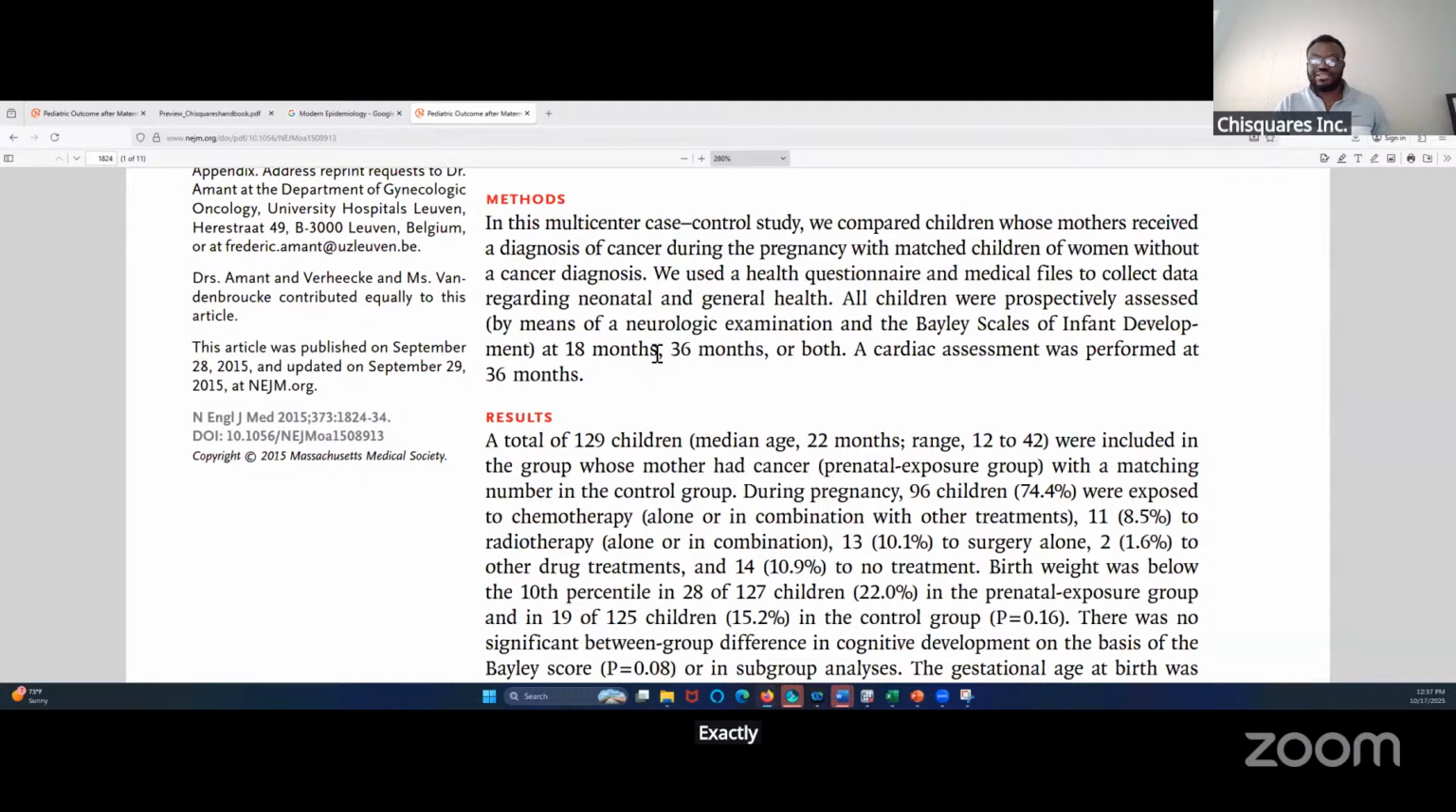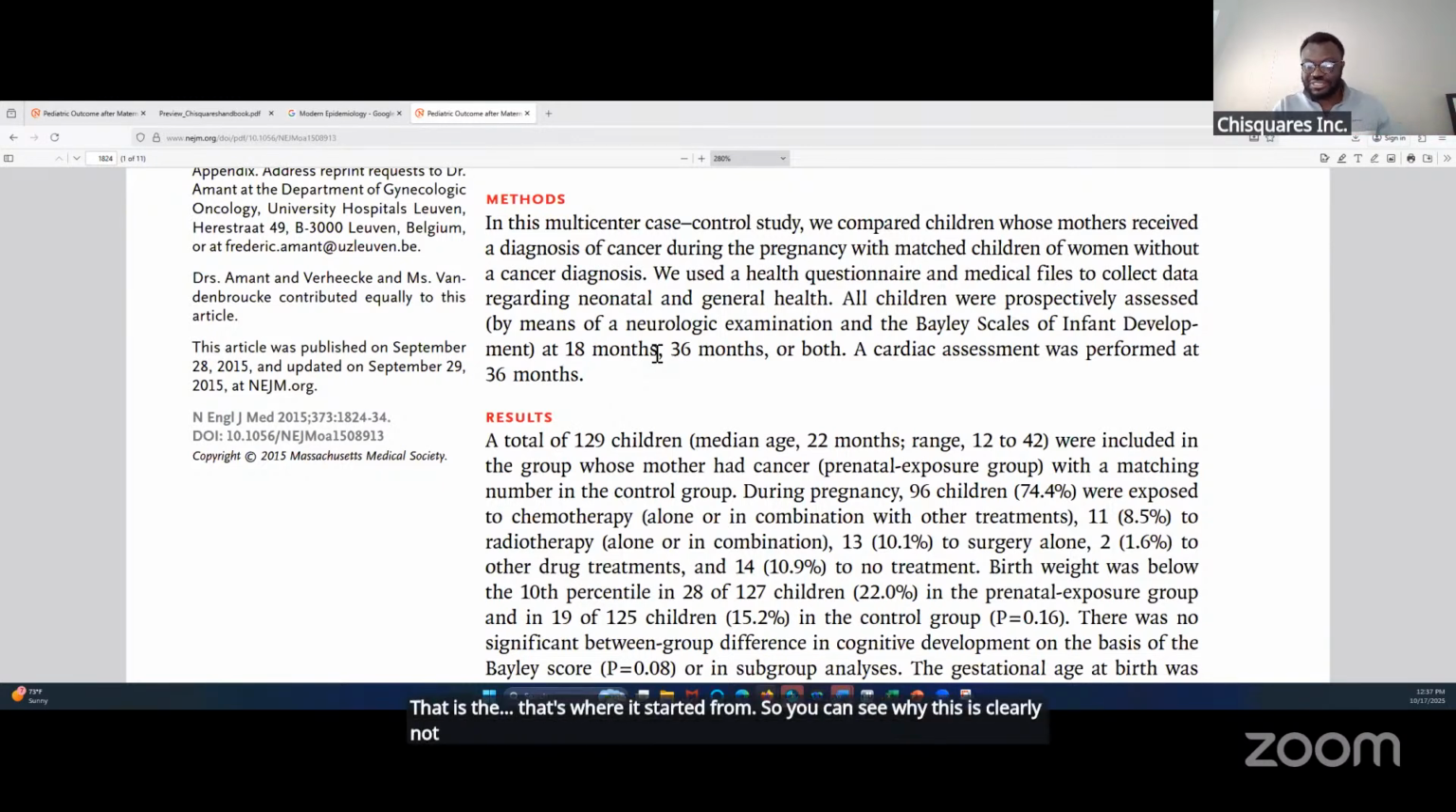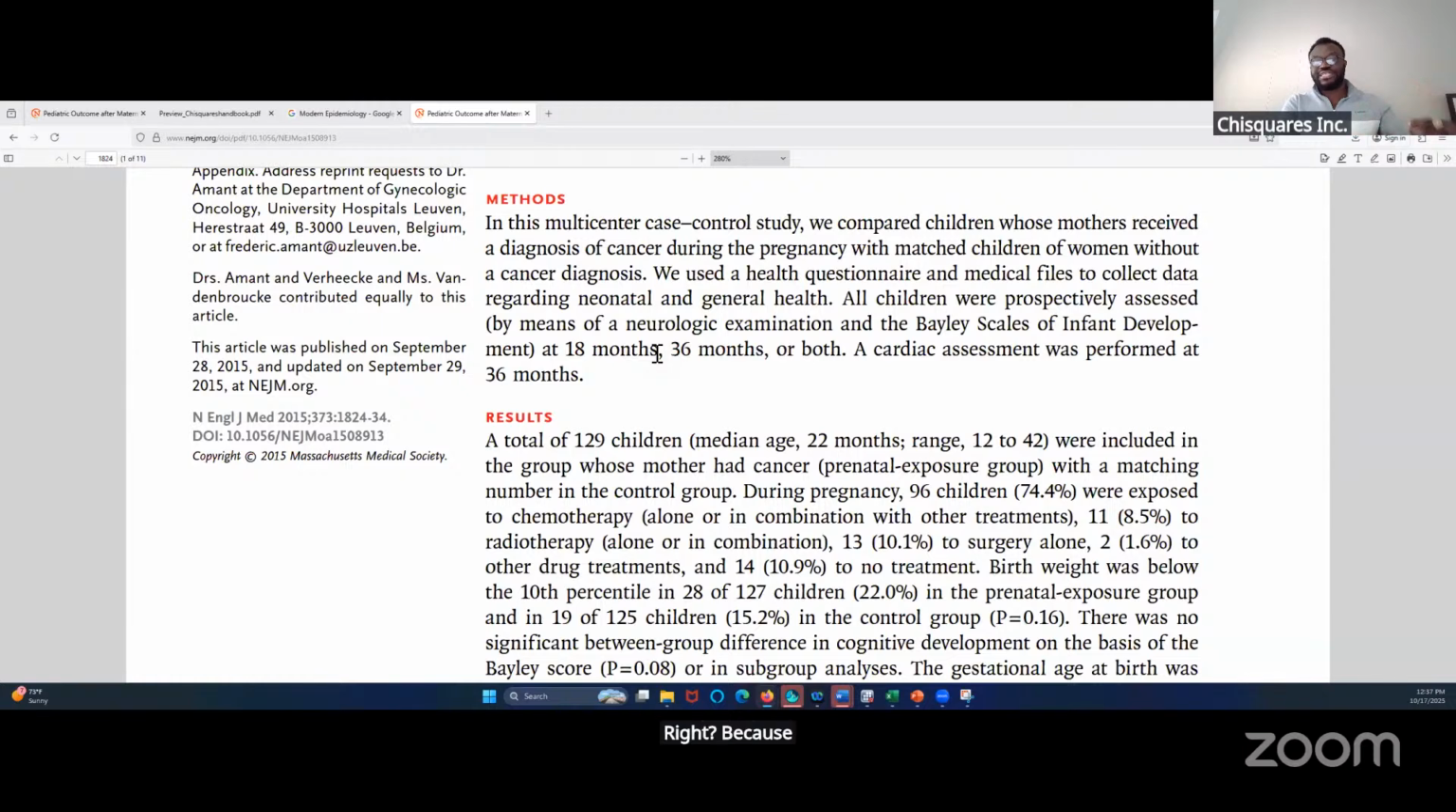Exactly. They started with the exposure. Say, okay, this mother, have you been exposed to chemotherapy? Yes or no? Right. That's where it started from. So you can see why this is clearly not the case control study, right? Because you're starting with exposure. I would say that practically, if we're designing the study as a case control study, we will have to start with the cases. In other words, the children who have the outcome. All right. Now, in our case control mode, what next will we do?